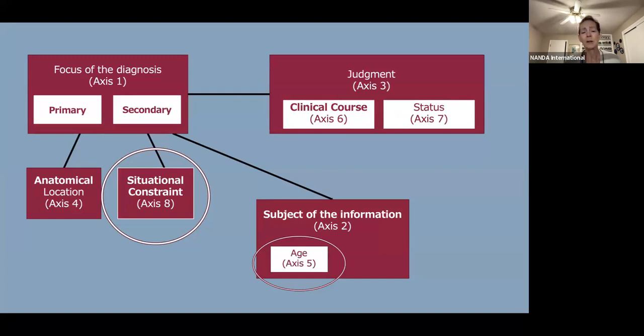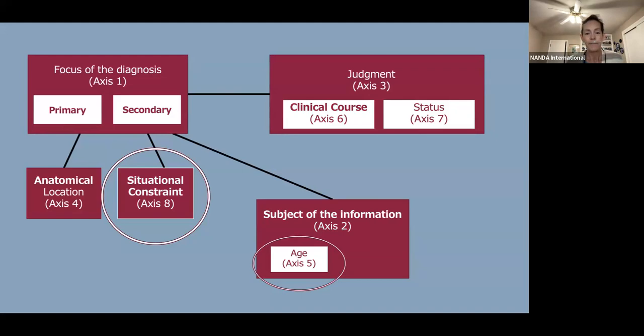This looks a little bit different in terms of words than what you saw at the beginning, in that we have changed location to anatomical location, axis 4. And we have added an axis 8, which is a situational constraint. In the overall field, we have the primary and secondary field of focus, the primary foci of the diagnosis, where before we just had focus of the diagnosis. So we've split this down so that you can have, here's what I think of first, and here's what I think of second. That's the focus, axis 1.